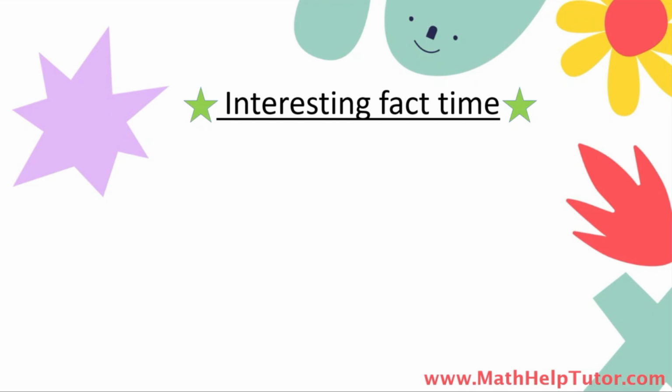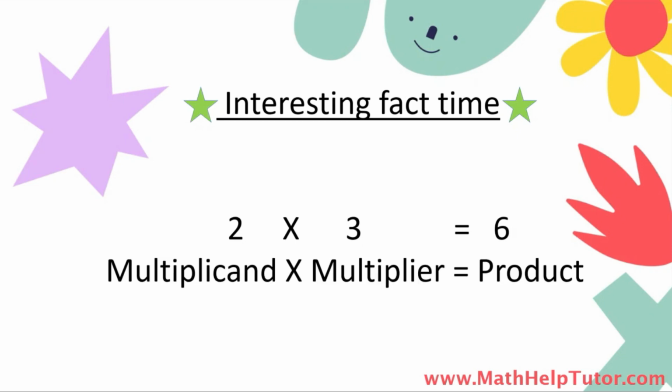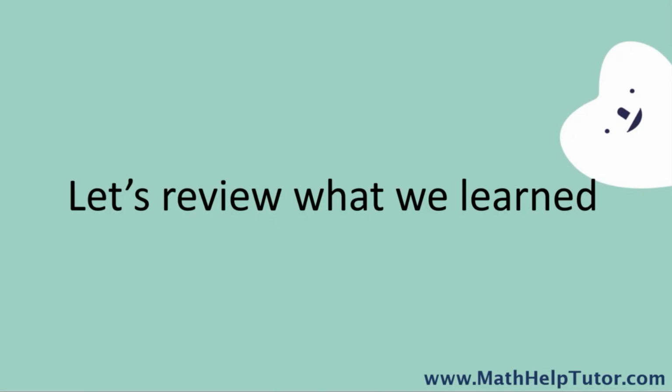So for the multiplication equation 2 times 3 is equal to 6, 2 is called the multiplicand, 3 is the multiplier, and 6 is the product, or also called the multiple. Now let's review what we have learned today. You can pause the video if you need more time to answer the questions.